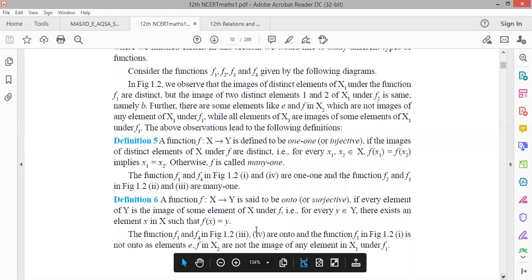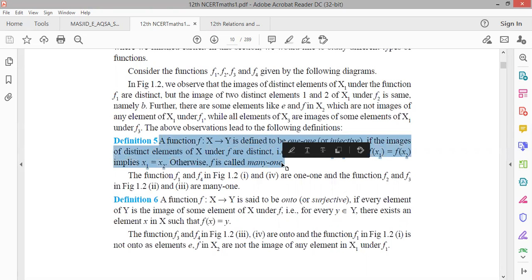The first type of function is called one-one function. You see here, a function is said to be one-one or injective if the image of distinct elements of X, means domain, under the given mapping f are distinct. That means different elements have different images.